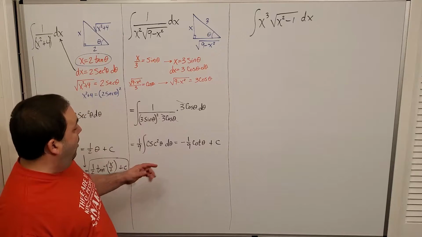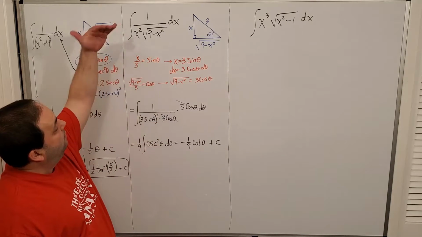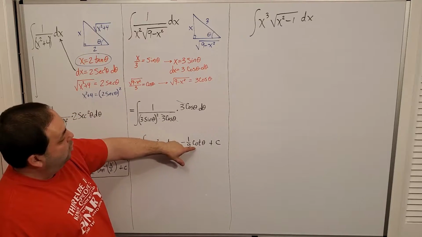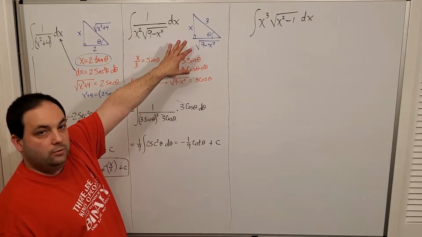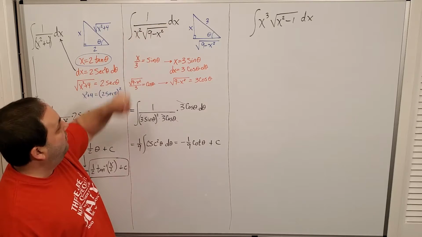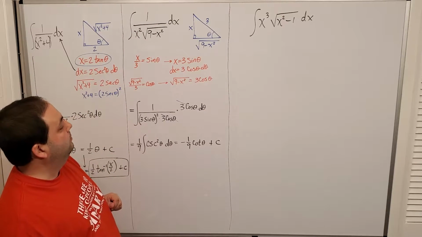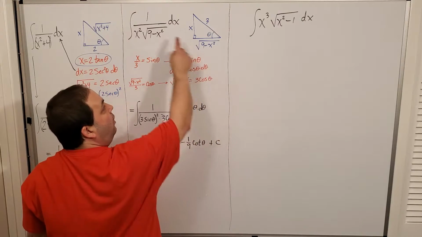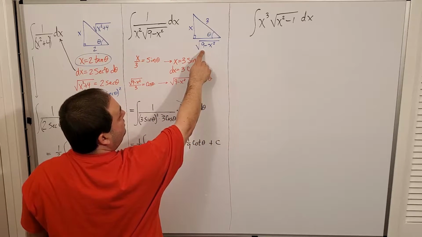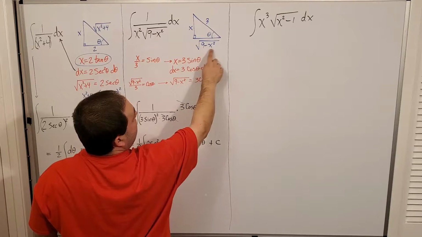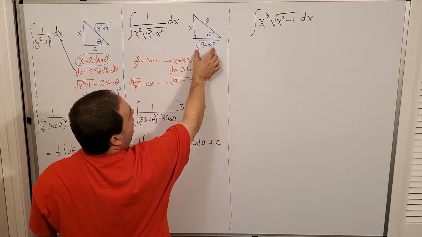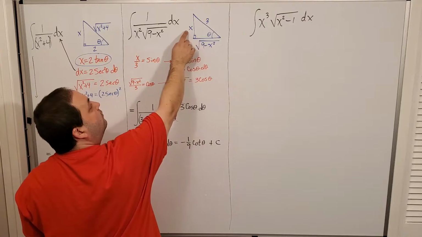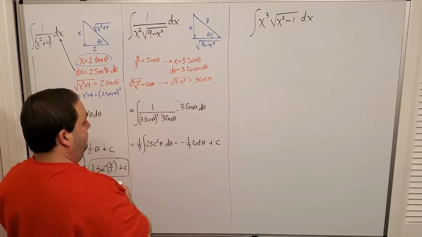Okay, now I'm in that last phase where I need to come back up here and say, all right, what is cotangent theta actually equal to? Because I need to replace that back for information in x world. Well, cotangent is adjacent over opposite, right? So cotangent is going to be the square root of 9 minus x squared, that's adjacent, over the opposite x.